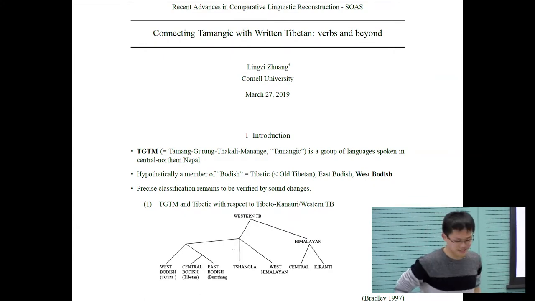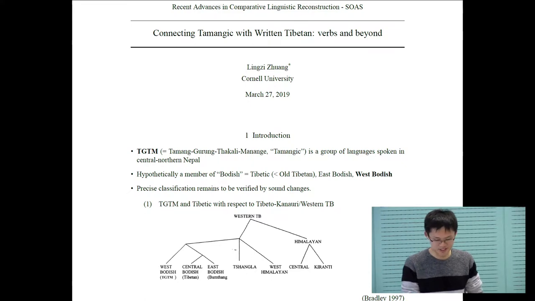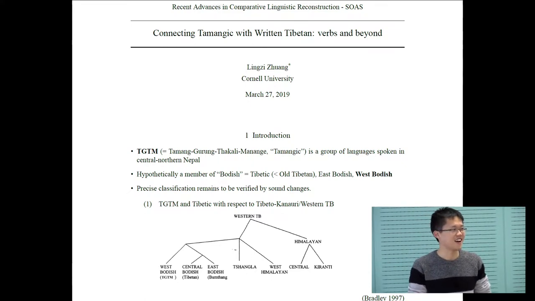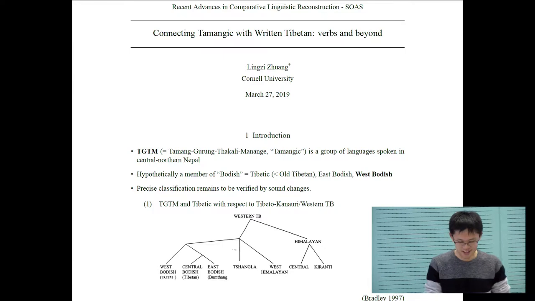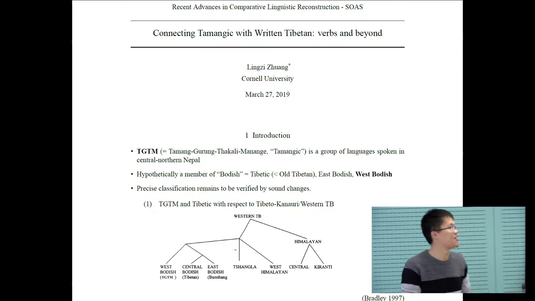I am very sorely aware that I'm one of the more junior members in this crowd, and I have learned more from the other presentations than, I don't know, perhaps you will learn from this one, but I'll try my best.